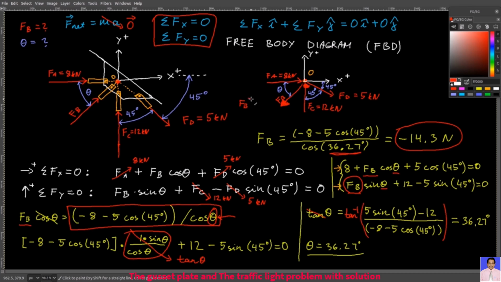However, if FB is negative, then that means that in reality, this arrow points in this direction here, towards O. So when you find your force and it's positive, then that means that your initial assumption was correct. But if it's negative, that means that your initial assumption was wrong. In reality, the force vector points in the opposite direction. So that's how you do it.